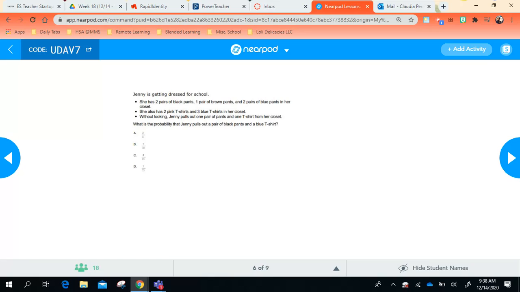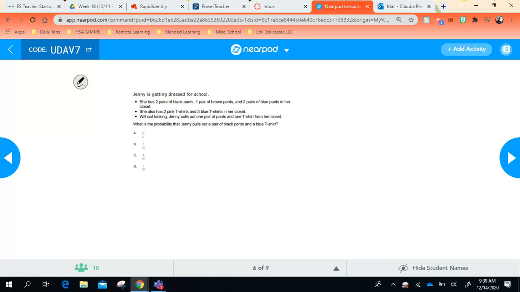Okay, so it says Jenny is getting dressed for school. She has 1 pair of brown pants, 2 pairs of blue pants in her closet. She also has 2 pink shirts and 3 blue shirts in her closet. Without looking, Jenny pulls out 1 pair of pants and 1 t-shirt from her closet. What is the probability that Jenny pulls out a pair of black pants and a t-shirt?